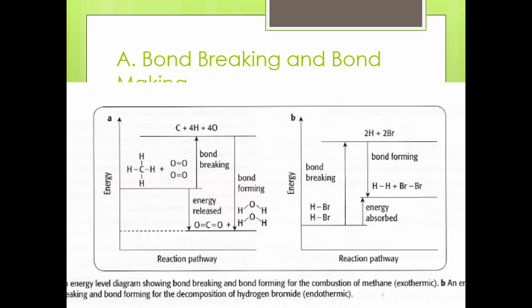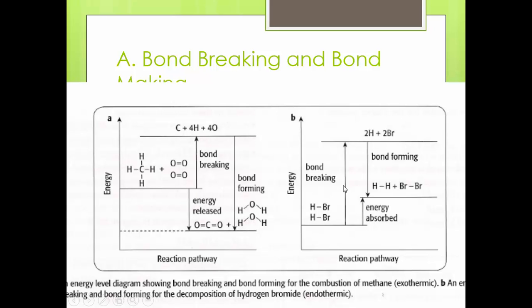So here are two examples. We have a combustion reaction of methane. You should know that's exothermic anyway, but the energy to break the bonds is smaller than the energy to form the bonds, so the energy released makes up the difference, so it's exothermic.